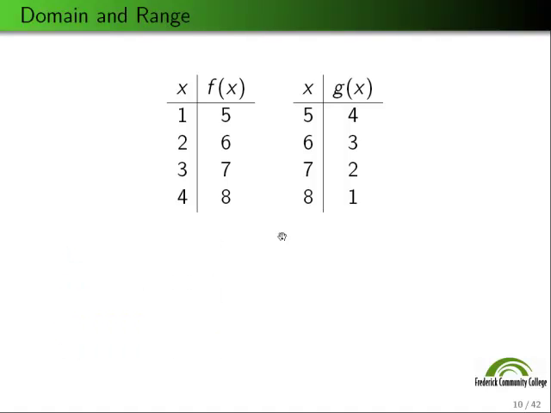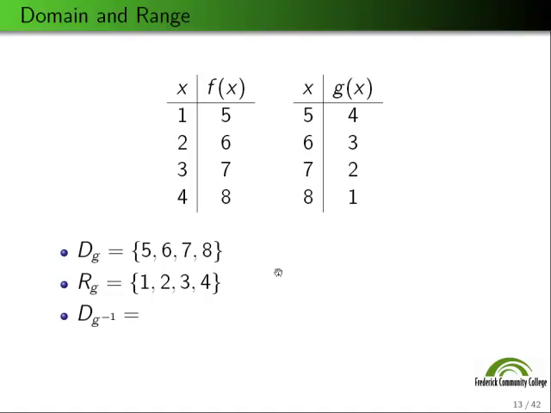Let's do the same thing with our function g here. The domain of g, 5, 6, 7, 8. The range, 4, 3, 2, 1. Just writing them in order here, 1, 2, 3, 4. I like to keep my sets in order. But if you wrote it as 4, 3, 2, 1, it would still be correct. But I like trying to keep an order of things.